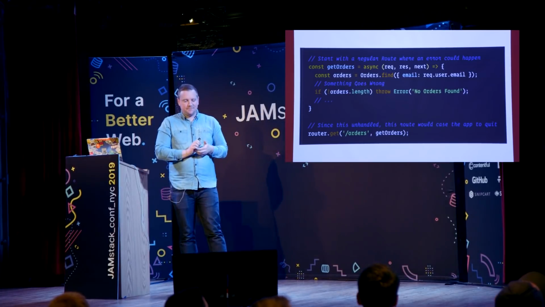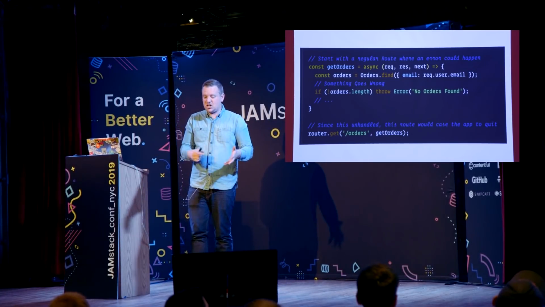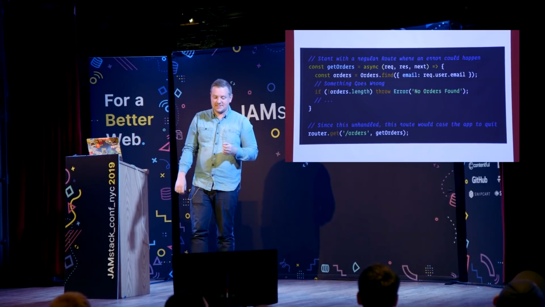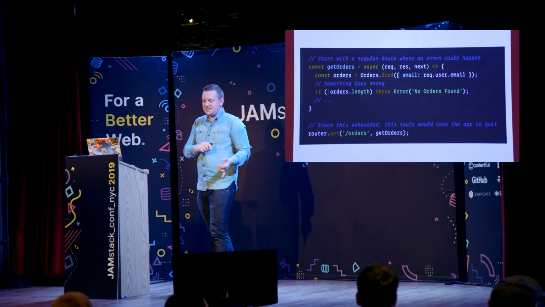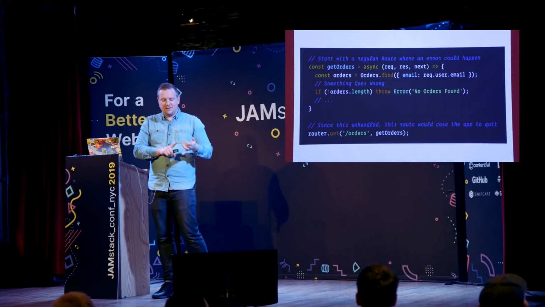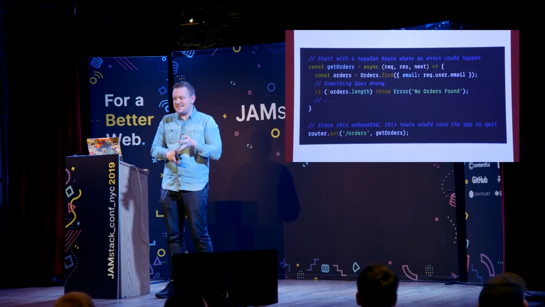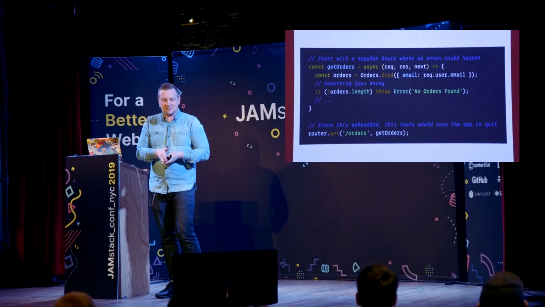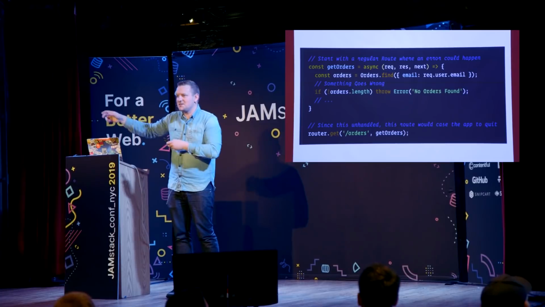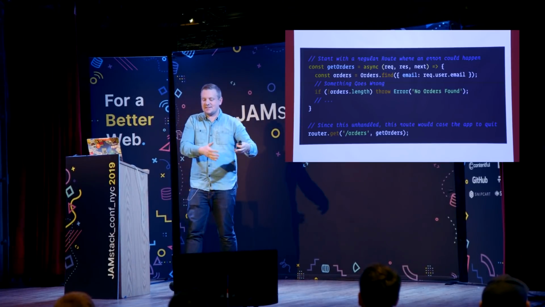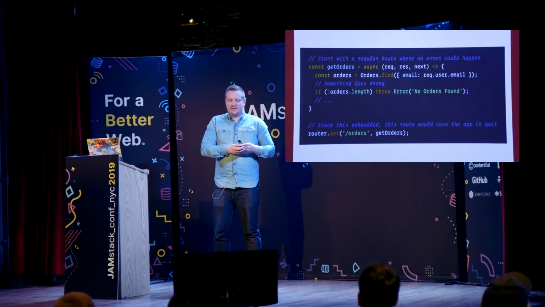So here's an example of an Express controller or route or something like this, where you have a function called get orders. That's an async function. You get in the request from the server, you have the response, and then you have this next function, which is used to pass it down to the next route because you didn't actually want to do anything inside of this route handler that we have here.